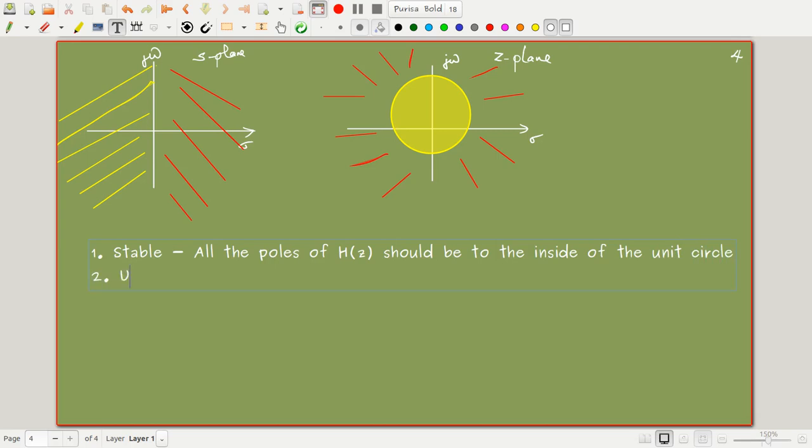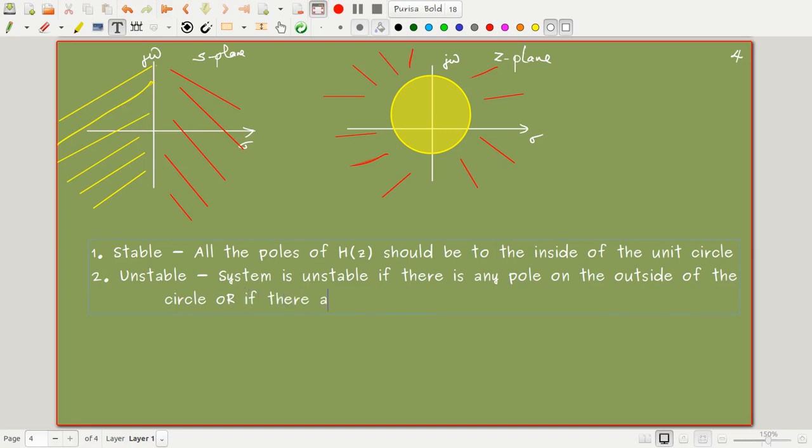And what about the unstable condition? The system is unstable if there is any pole on the outside of the unit circle, or one more condition I can write here: or if there are multiple poles on the unit circle.